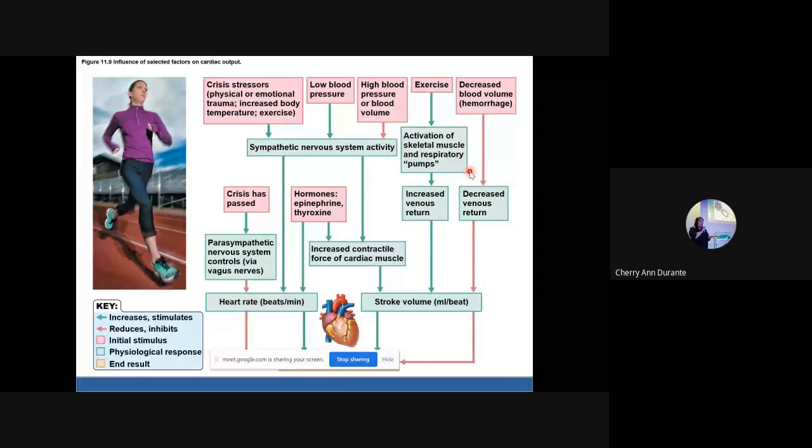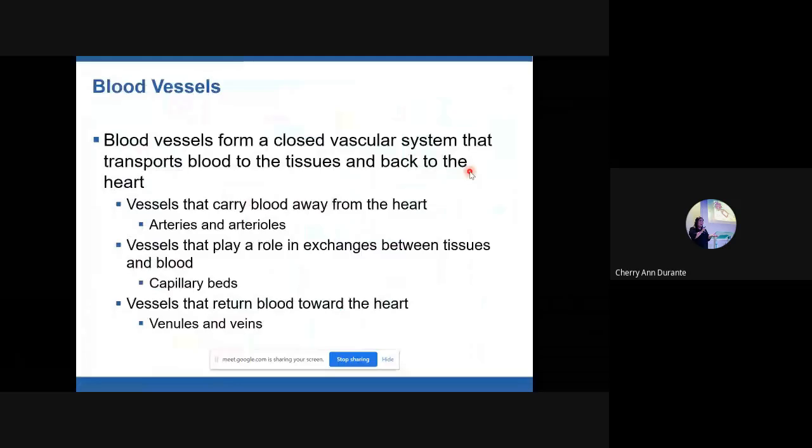Okay, let's now go to your blood vessels. Now, when we talk about blood vessels, you have arteries, veins, and capillaries. Arteries are the ones that carry blood away from the heart. Your veins and venules are the ones that carry blood towards the heart. And, of course, what connects the two, where gas exchange occurs, are your capillaries.